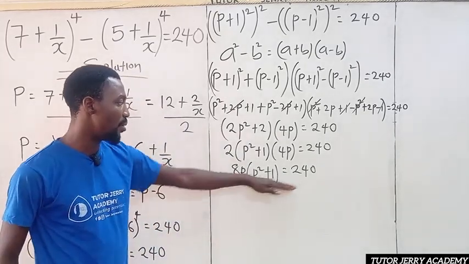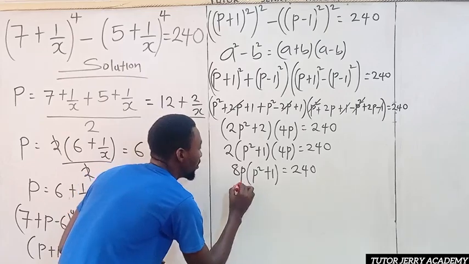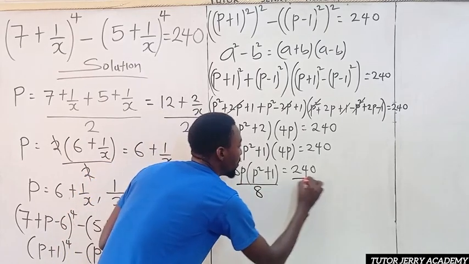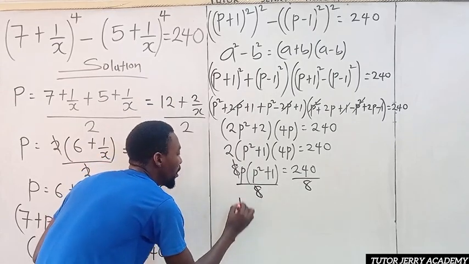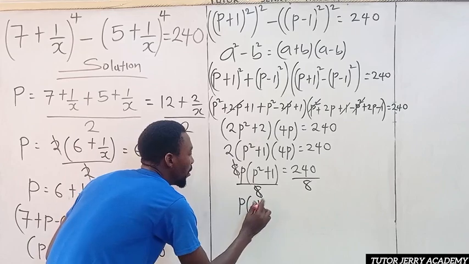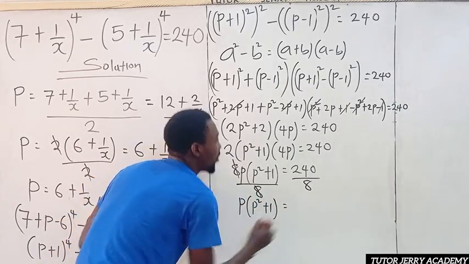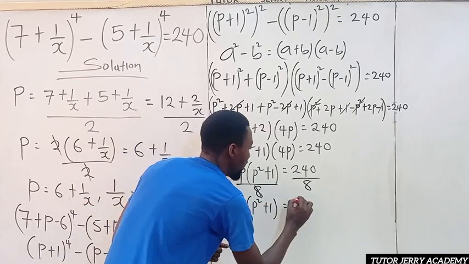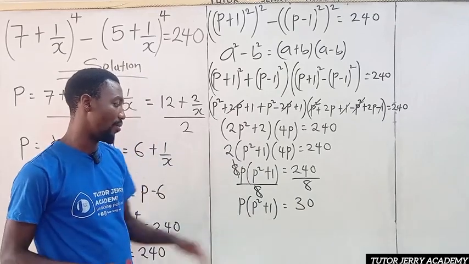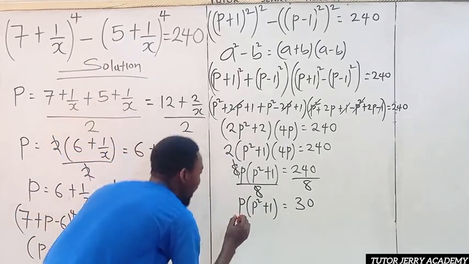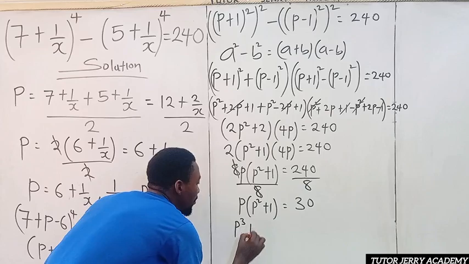We are going to divide both sides by what? By 8. So if we do that, we are going to have this divided by 8. Divided by 8. So this will go with this. Then we'll be left with p into p square plus 1 equals to 240 divided by 8 is 30. Alright. So I can decide to open this bracket now. If I open this bracket, I'm going to have this to be what? To be p cubed. Then p times 1, that is p.